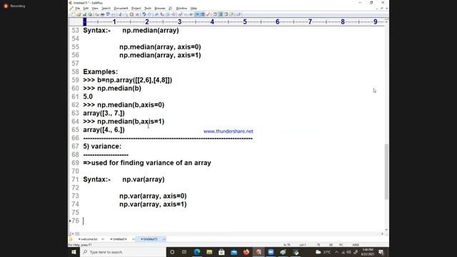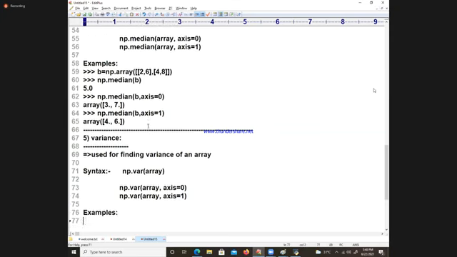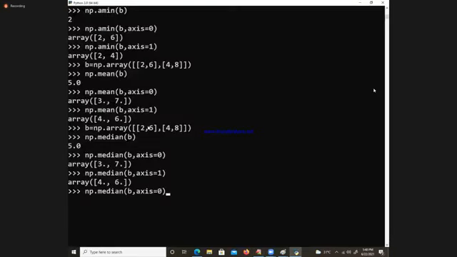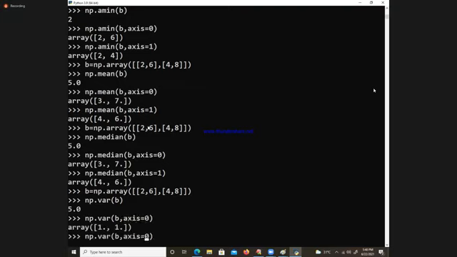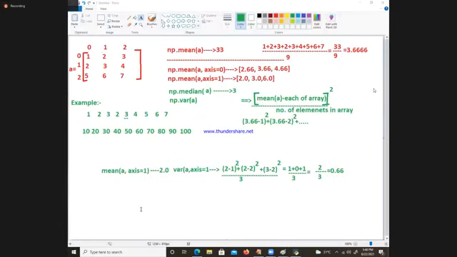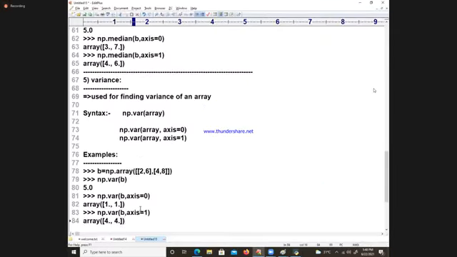Fine. Examples also I will take care. Rebuild the matrix. Variance on the entire matrix. Variance, comma, axis is equal to 0. Axis is equal to 1. Right? So this is rebuilding and then calculated. Then we will go for this. This is for your practicing purpose.